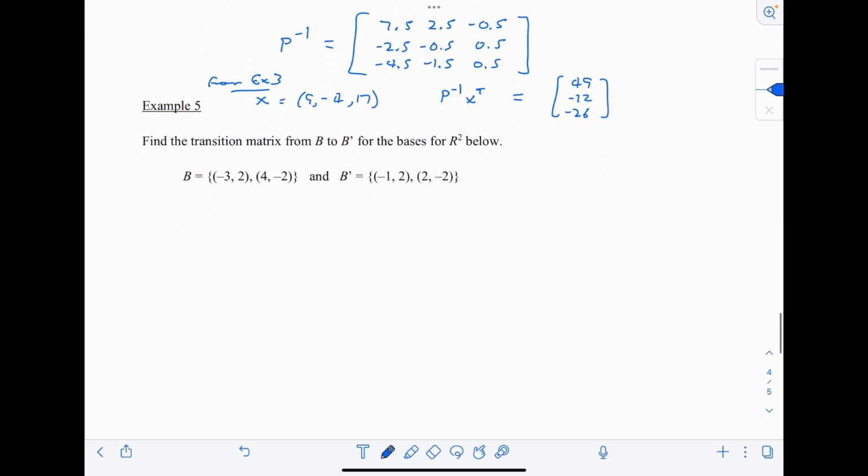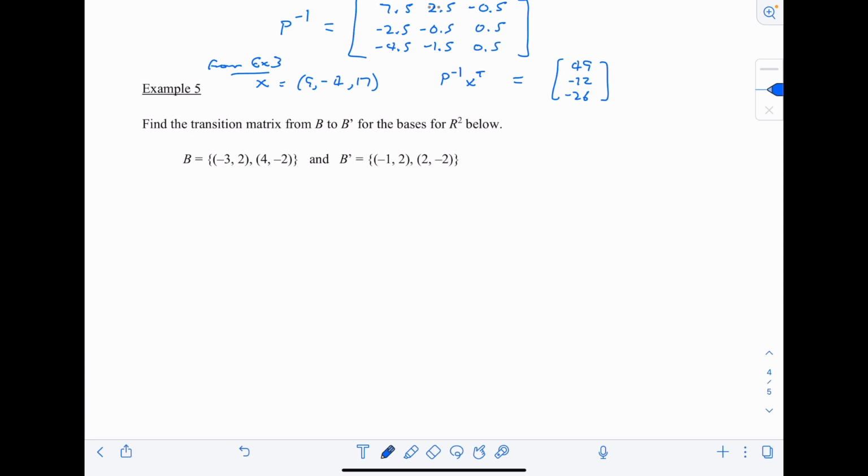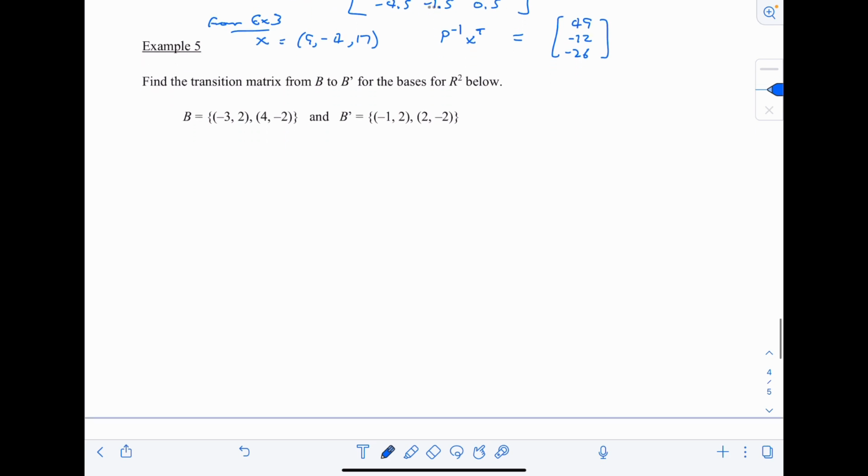Just a few more examples. We're going to do 3 more examples. We're going to do this one, and then the last 2, really not much of examples at all. It's just to show that we don't have to always be in the n space of R, that we can do this for other vector spaces. But this is our last big one, and that is, again, just find the transition matrix from B to B prime for the bases for R2 below. So notice now, I just wanted to do one where we didn't have a standard basis, but it's the same process, okay?